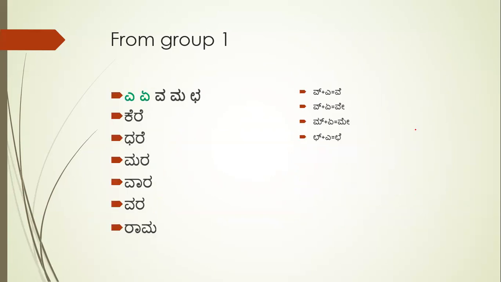Now, we have here the next group: a, v, m, ch. Most people get confused with m and ch, and v also sometimes. So here if you see, a and a are the vowels. The rest are consonants. The combinations we will see later. So here we have the words kere, dhare, mara, vara, rama.